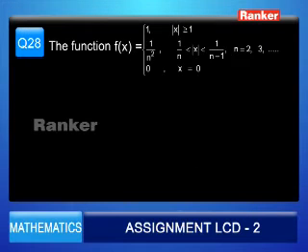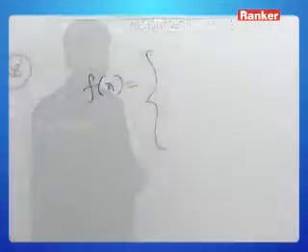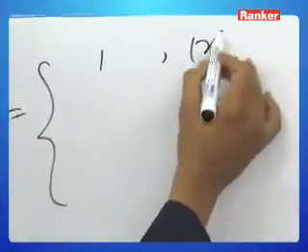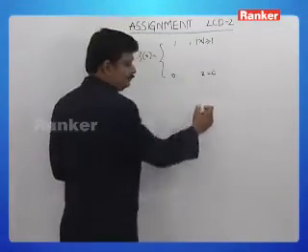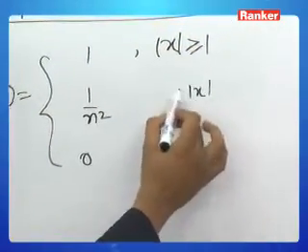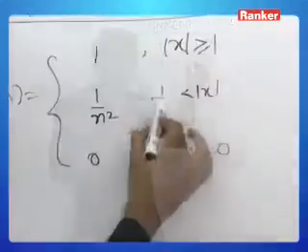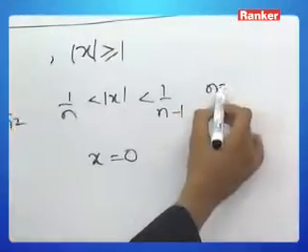Next question. The function f of x is equal to 1 if mod x is greater than or equal to 1, 1 by n square when mod x lies between 1 by n and 1 by n minus 1, and 0 when x is equal to 0. Function f of x is defined as 1 if mod x is greater than or equal to 1, 0 if x is 0, and 1 by n square whenever mod x lies between 1 by n and 1 by n minus 1, where n can be any number of the form 2, 3, and so on.